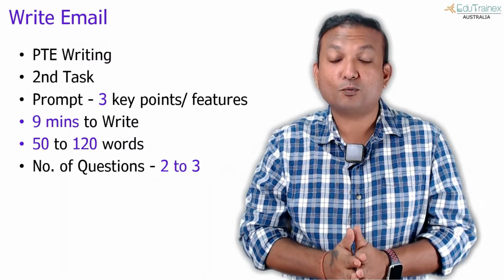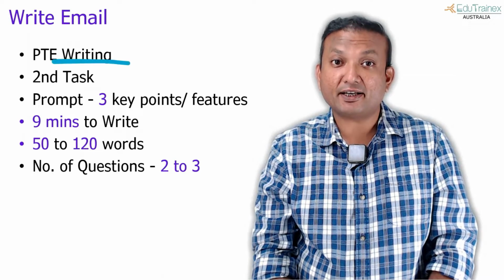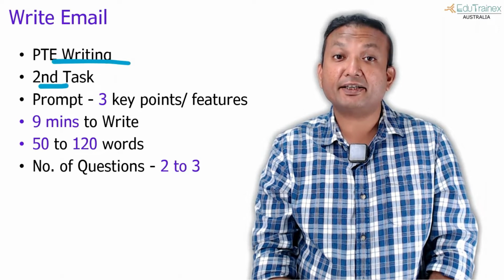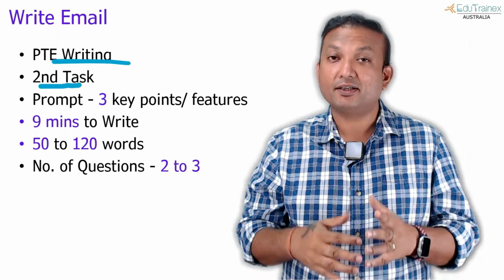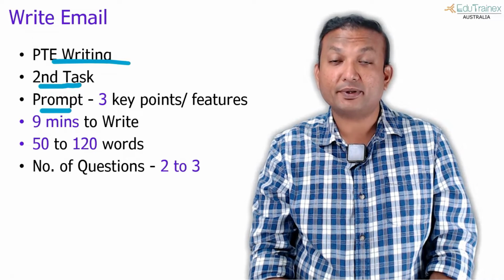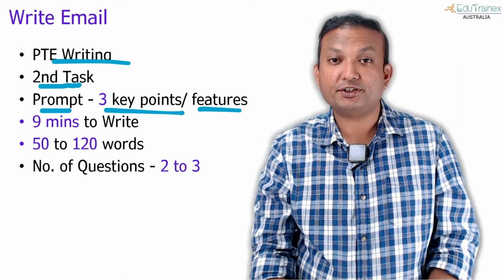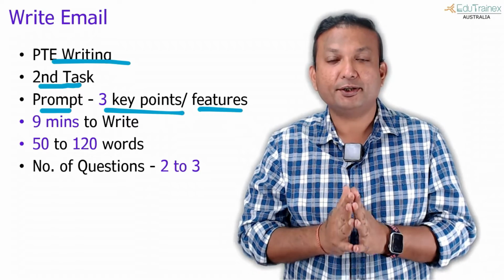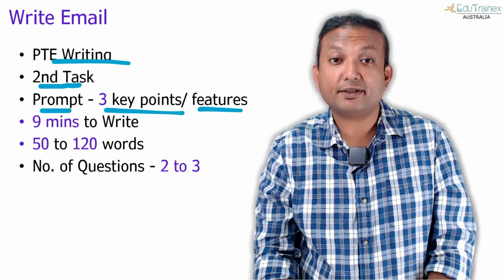So let's talk about what the write email task is all about. This is a PTE writing task and it is the second in the sequence. Firstly, you're going to get the summarize written text question and then you will get a write email. There will be a question prompt explaining what you need to write, with 3 key points or features that you must include in your email. And you get 9 minutes to write the email.